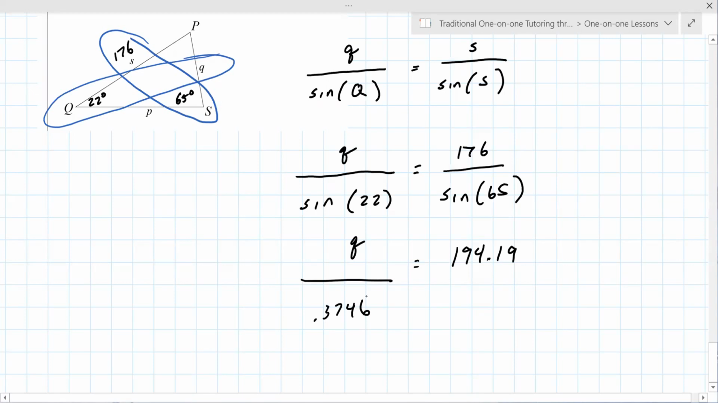It's q divided by this number. How do you undo the division? You multiply. So you multiply both sides by 0.3746. Okay, and that'll give you your value of q.